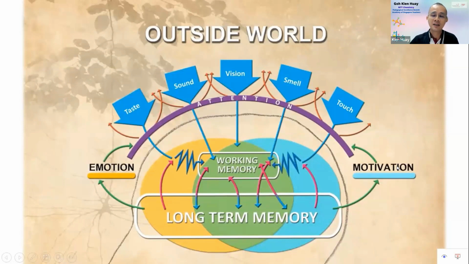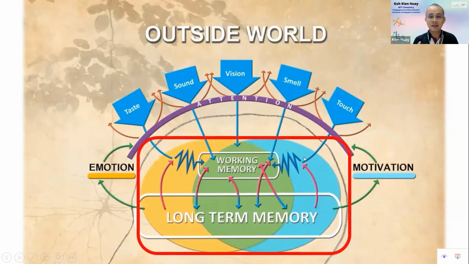Okay, so this part, although it's the final part, to me, is also important. It does not mean the earlier parts of the neuroscience are not important. Every part of the neuroscience in learning is important, but this is the part that we will spend a bit more time on today.